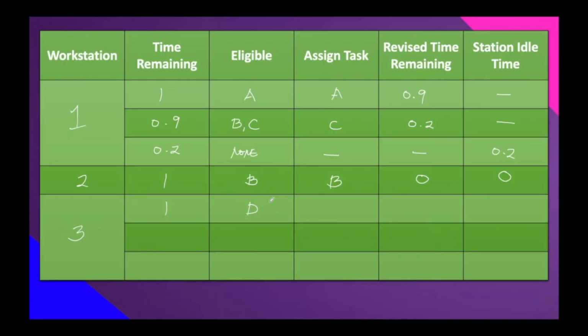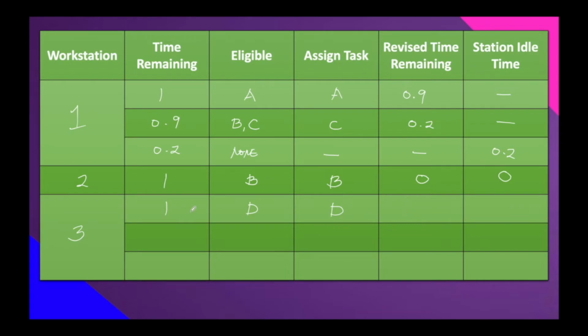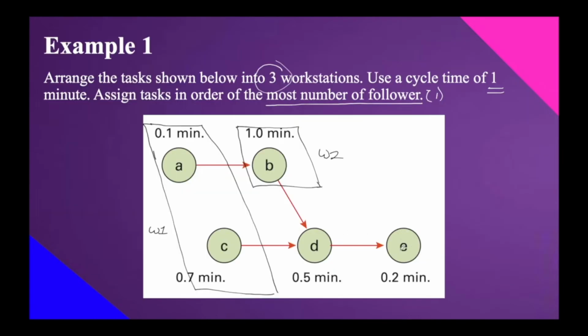And we should assign it to letter D. Based on the precedence diagram, letter D is 0.5 minutes. So 1 minus 0.5, that is 0.5. Wala pa tayong idle, then we're not yet finished. Hindi pa natin na-maximize. So, our time remaining here is 0.5. And the eligible na lang is the letter E, right?